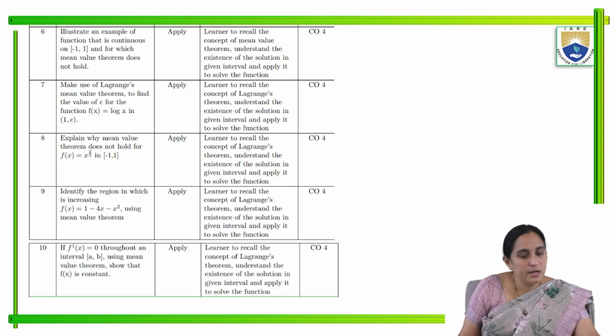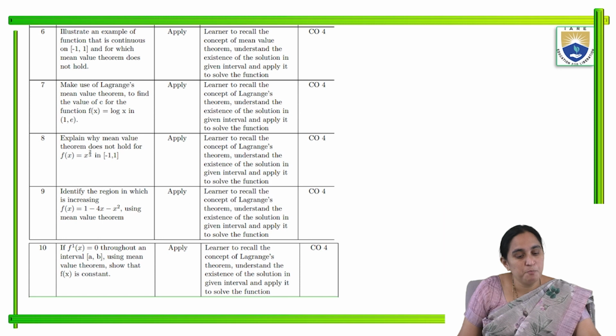Okay. And sixth question, illustrate an example of a function that is continuous on -1, 1 and for which mean value theorem does not hold. Okay. Here we have to verify where the condition is not satisfied for the question. Okay, this comes under maybe Lagrange's. From that Lagrange's, we have to verify each and every condition.